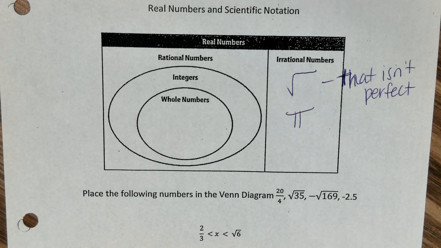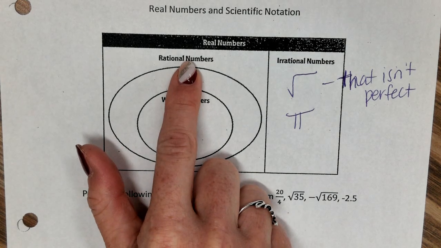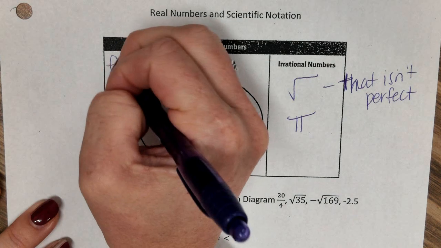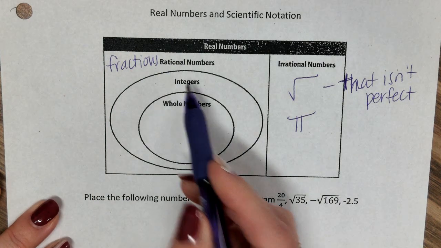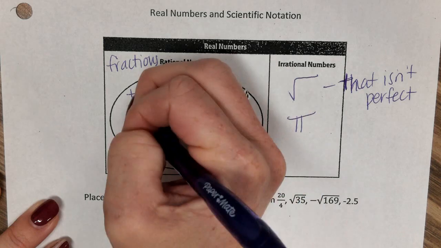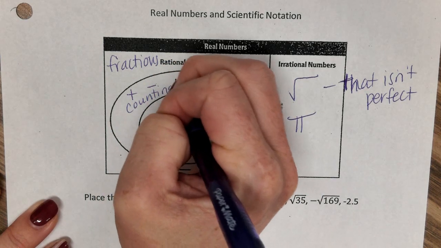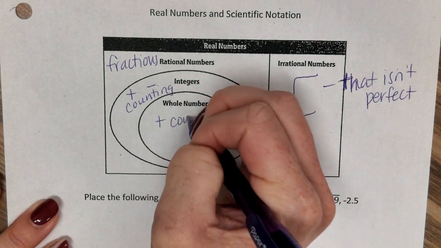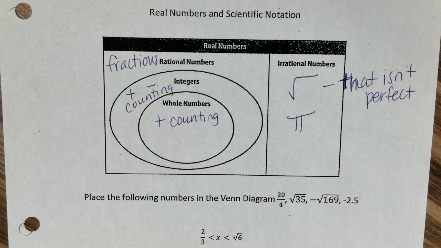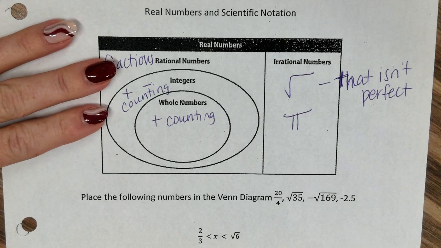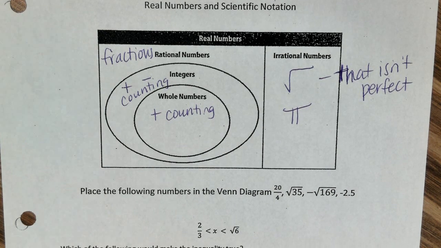Okay? Your rational numbers are your fractions. Your integers are your positive and negative counting numbers. And your whole numbers are just the positive counting numbers. And this chart will help you decide where everything goes if you wrote down what I wrote down.